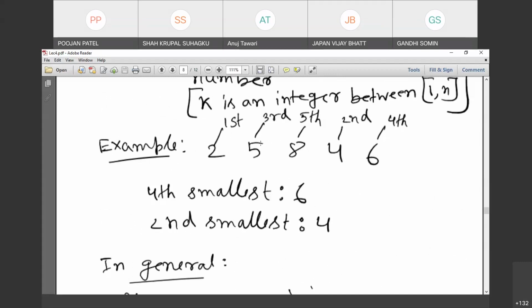Okay. So what is the central element here? Median. It is 5 because 2 and 4 are smaller than 5, 6 and 8 are larger. So how do you figure out this 5?